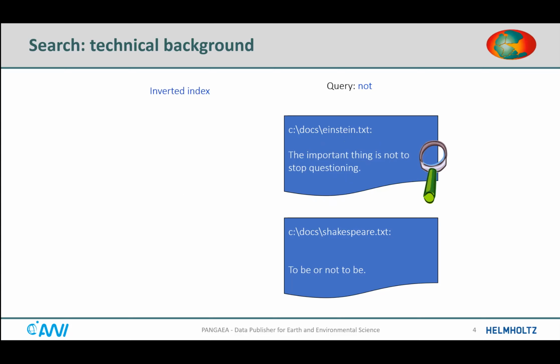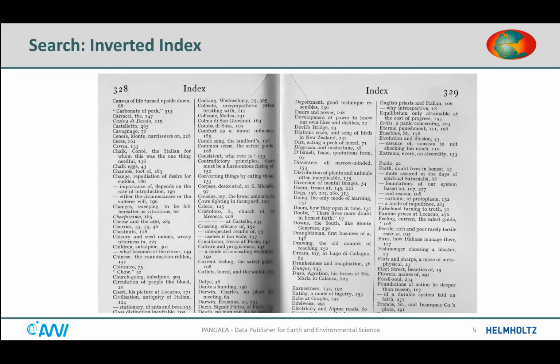You probably all remember what an index is from books. So here's an example. If you have a book, then in some books there is an index. That means that all the terms and words that are covered in these books are listed, including the pages where you find these words. So for example, if you are searching for the word cherries, you will find it on these pages. And PANGAEA search is doing more or less the same.